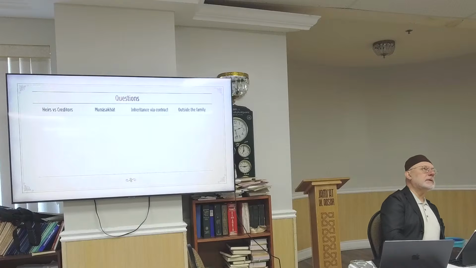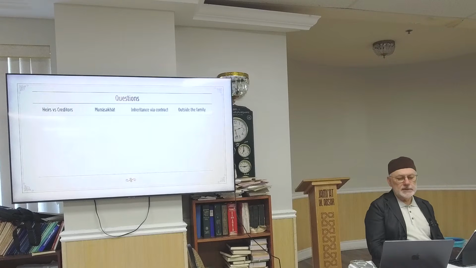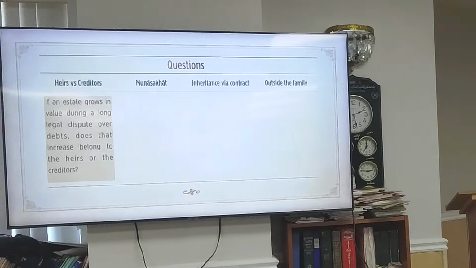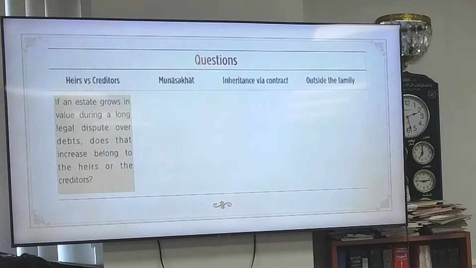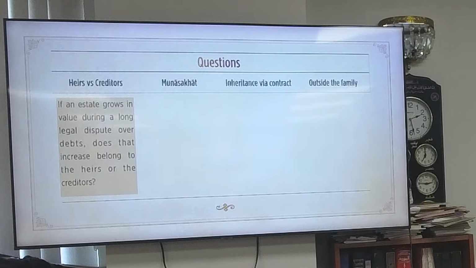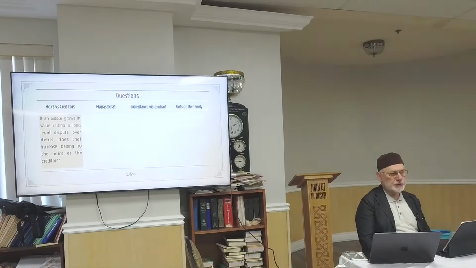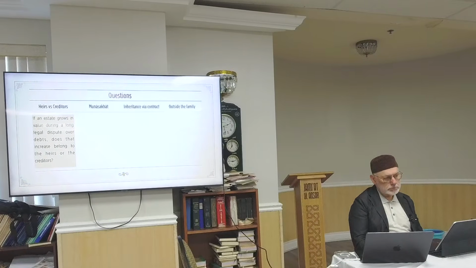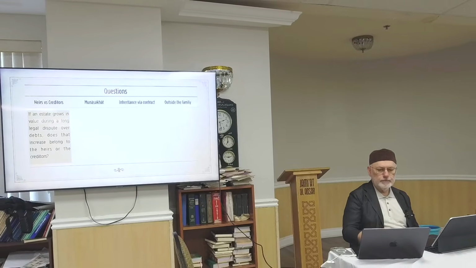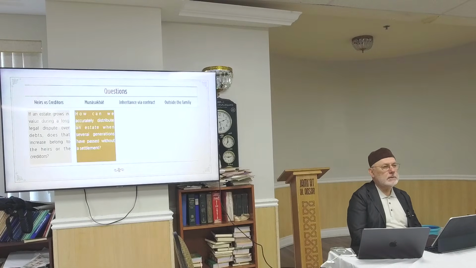These are some questions that may come or came before. These are real cases, actually. The first case is, if an estate grows in value during a long legal dispute over debts, does that increase belong to the heirs or to the creditors? The munasakhat question is, how can we accurately distribute an estate when several generations have passed without a settlement?